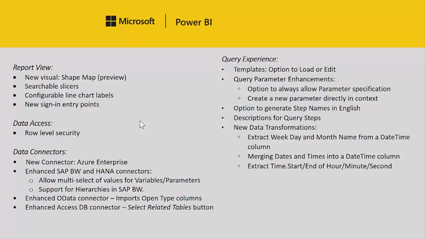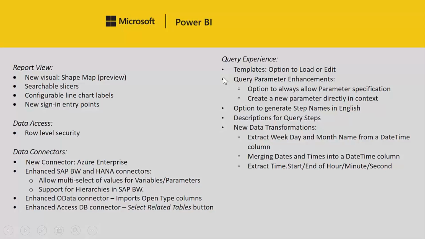We also introduced searchable slicers, so if you're making a selection on a really long list, you can search on the slicer and narrow down your criteria. We can also configure line chart labels for the density of labels, and we also have new sign-in entry points for signing into your PowerBI.com account. In the data access layer, we have added row-level security, which allows you to configure access for different users.